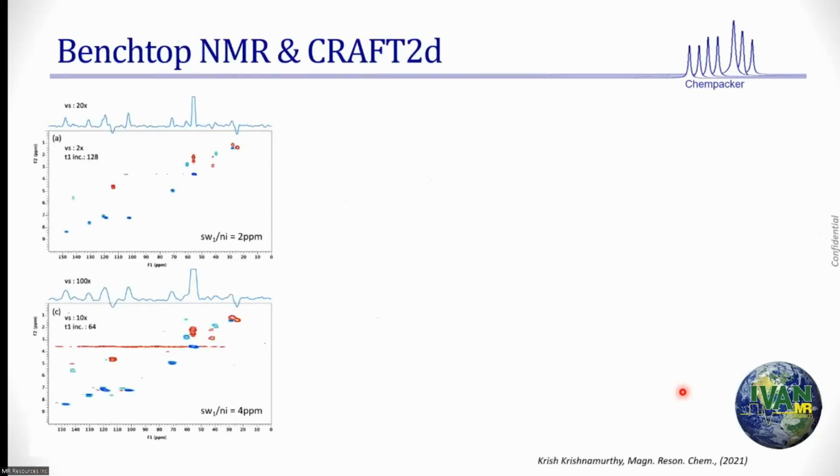Okay, back to benchtop NMR. This is an HSQC spectrum. One is 64 increments, another one is 128 increments. Fourier transform result, FT2D result, conventional processing, whatever you want to call it. Expected behavior: 64 looks terrible, and we ask the question, do I need to do 128?